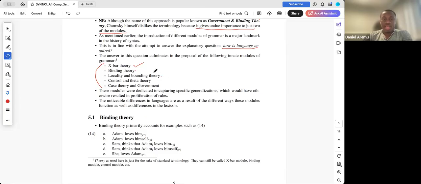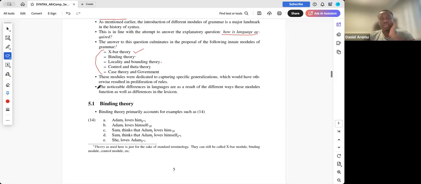In some literature, of course, they are separated. In some literature, you have X-bar theory, binding theory, bounding theory, control theory separately from theta theory. Case theory is separate from government also. So almost 7 or 8 of them, right? Okay.